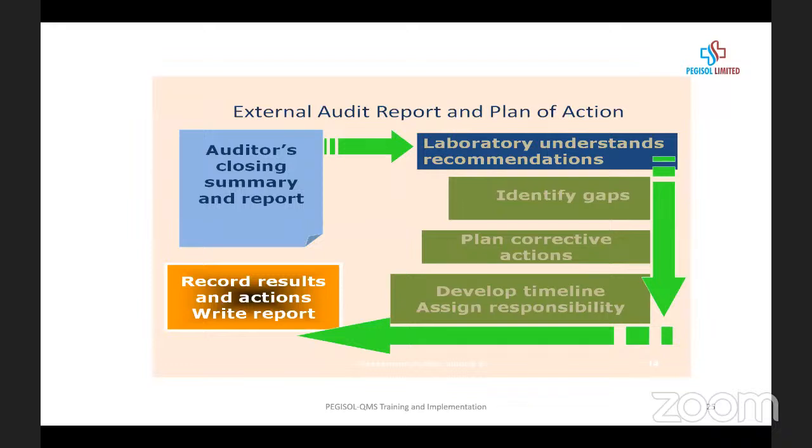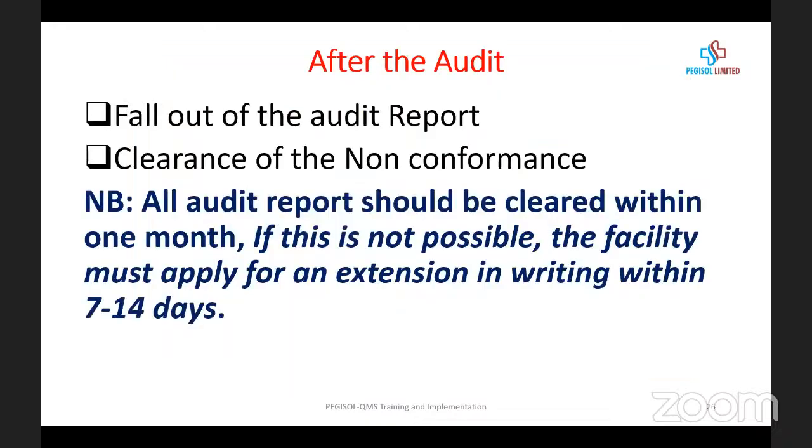Standard audit report and plan of action. Auditor closing summary. When they are doing an audit, there's usually an opening meeting and a closing meeting. The opening meeting tells what is to be done, what process, how the audit will go on. In the closing meeting, the team lead auditor will share his findings and everything and be able to close the meeting. After the audit, there should be a follow-up of the audit report and clearance of the major non-conformance. So from the auditor, you have to file a report. From the auditee, you have to clear the non-conformance.